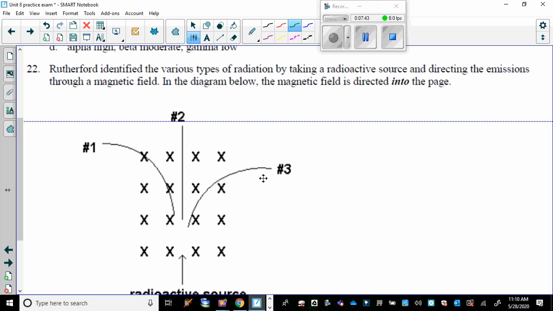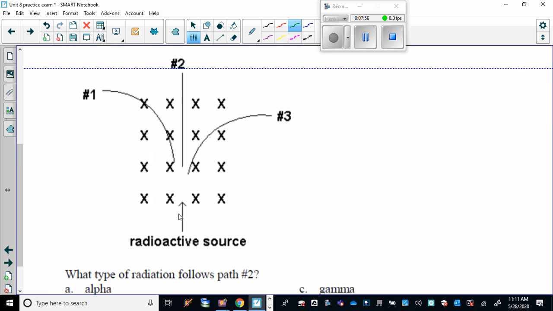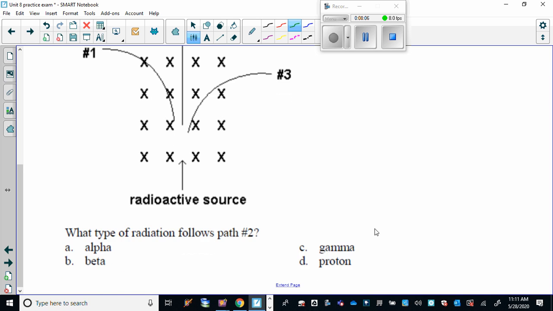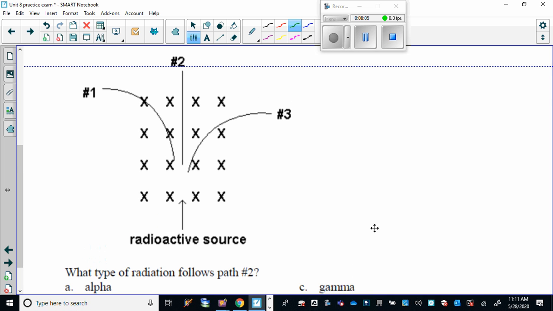Okay, we've got a Rutherford experiment. You've got a radioactive source, and particles being emitted from it, and a magnetic field going into the page. These particles coming from the radioactive source: one of them is going straight, one of them is curving off to the left, and one of them is curving off to the right. Which is which?